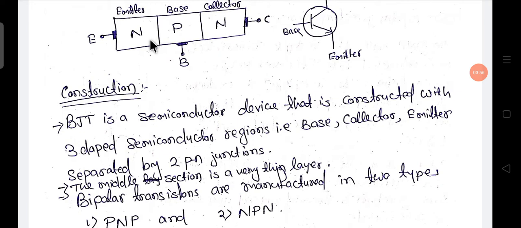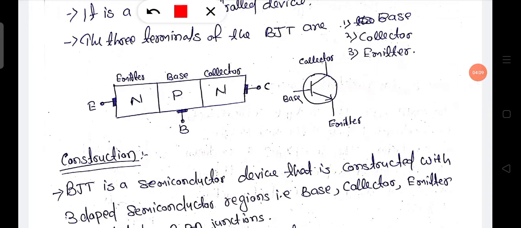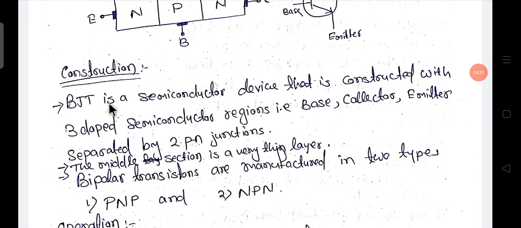Here the figure is wrong. The base section is a very thin layer. That means like this. This is a big layer, this is also a big layer, and this is a very thin layer, the middle section. Now bipolar transistors are manufactured in two types: PNP type and NPN type.